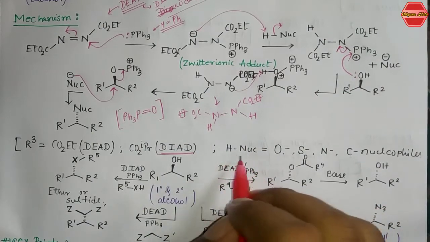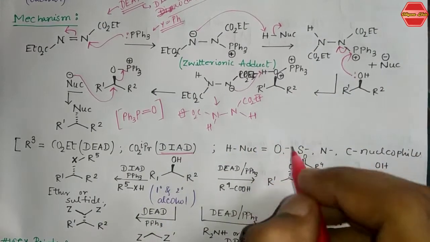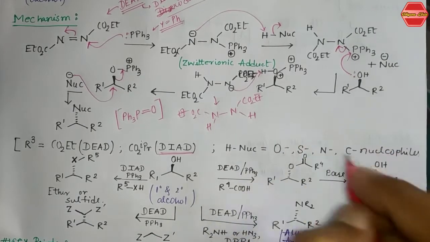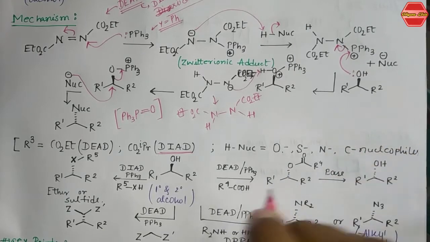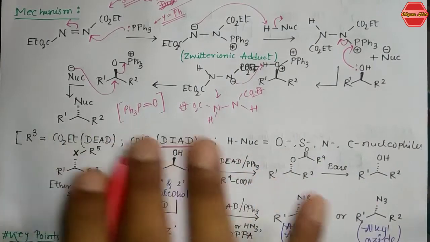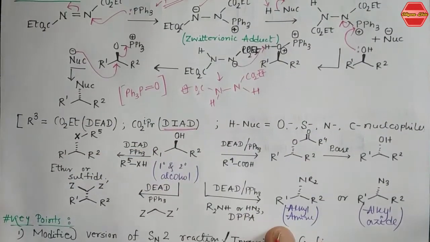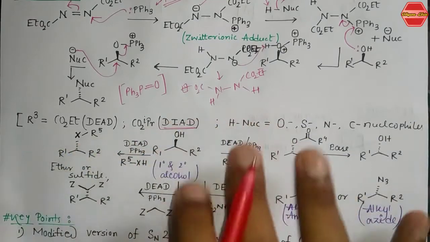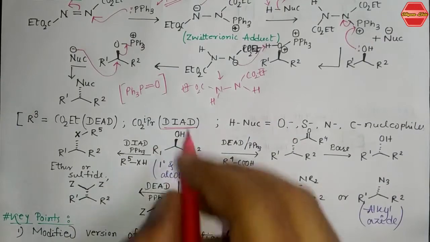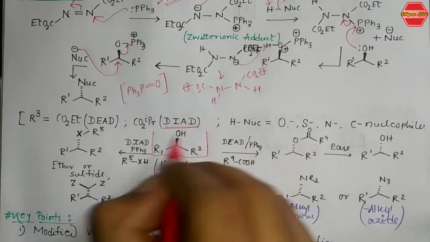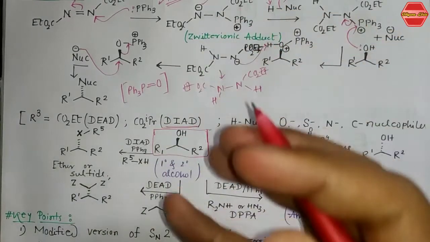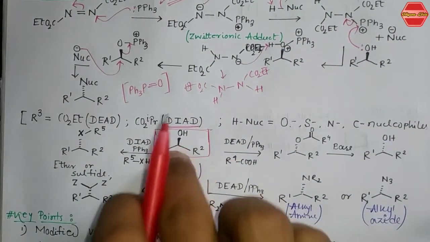Now another thing is, what will be the nucleophilic center? The nucleophilic center may be the oxygen bound with this, or maybe the sulfur, or maybe the nitrogen, or maybe a carbon kind of nucleophile. Now I have written over here a short note for you, so that you can easily understand how this reaction takes place for different kinds of nucleophiles. This is our main substrate, where the OH is above the plane.